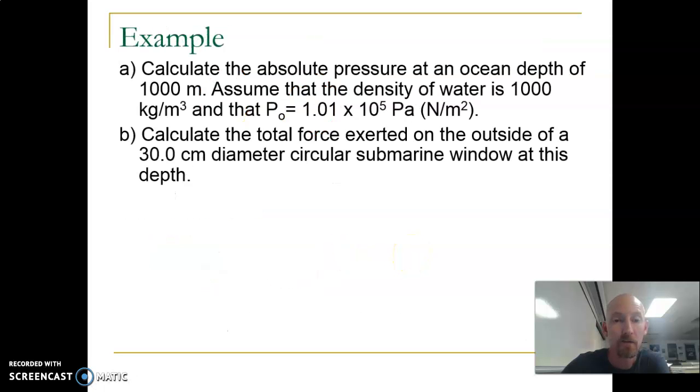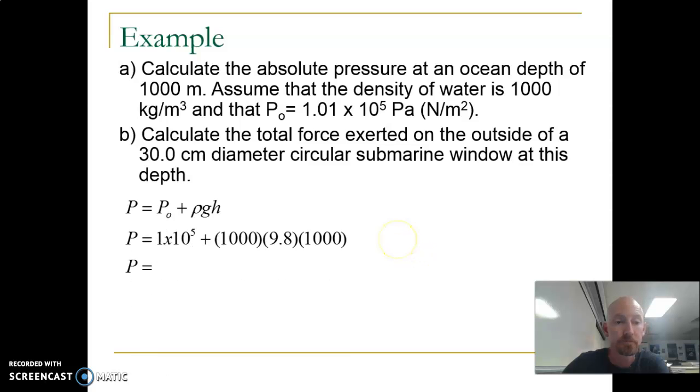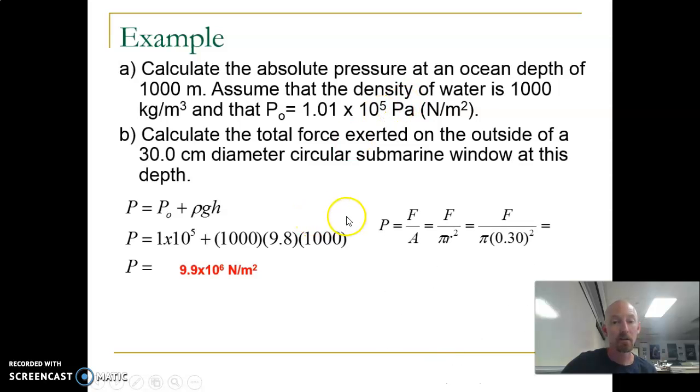All right. Here's another practice problem. You can give this a shot. See if you can do it. There's an A and a B. Absolute pressure. So they put in the atmospheric, and then they do rho g h, of something that is at a certain depth.